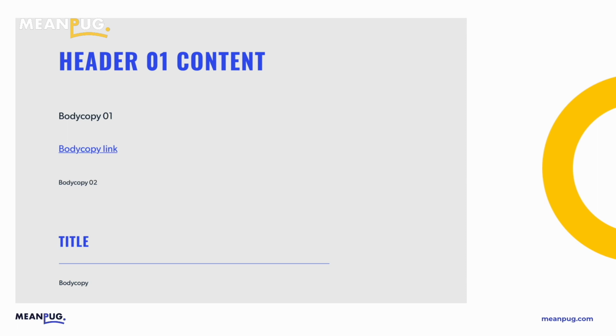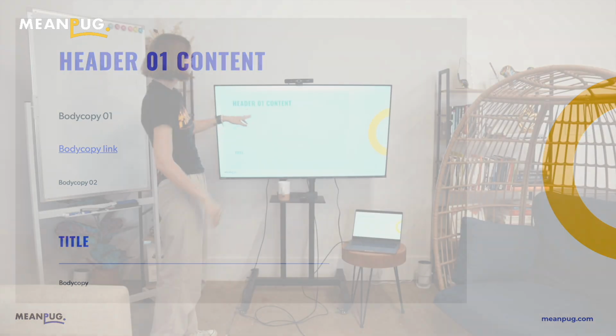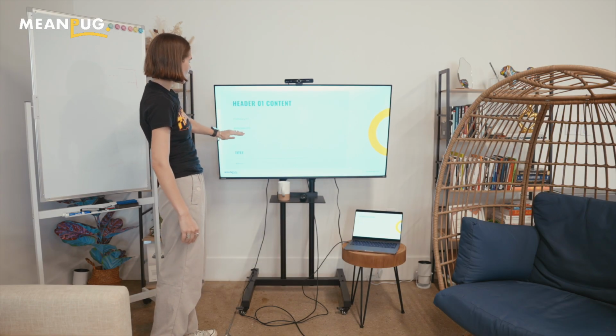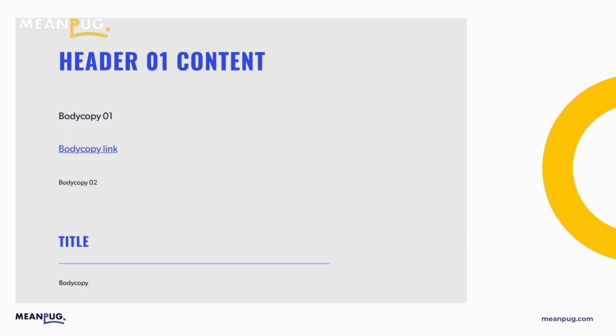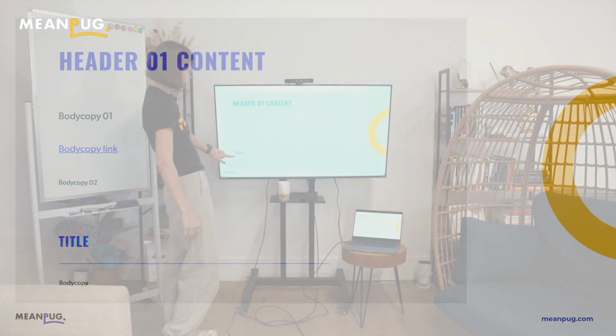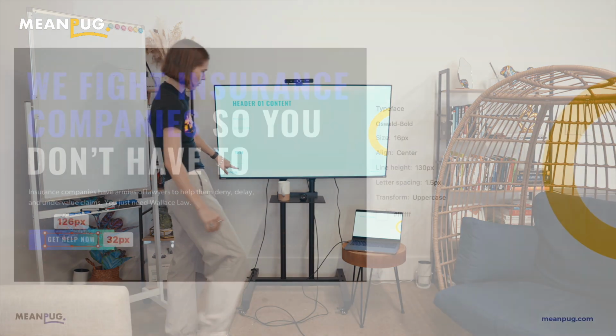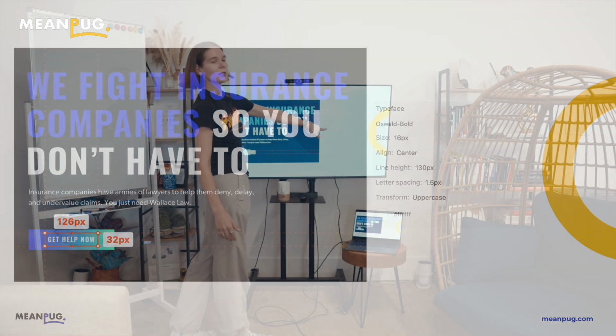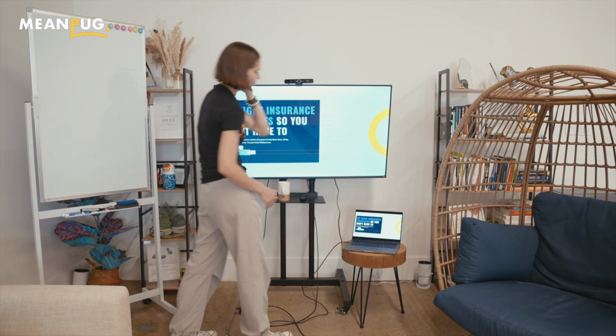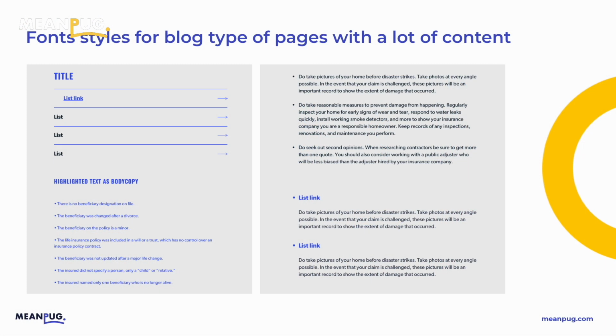This is more relevant for blog type of pages when we have a header type, body copy with link, body copy second title, body copy for example, if you have title with a line, how body copy looks like. Here I also show spacing between the different blocks. And same thing with CTAs, right? So with CTA you can see the size. It's supposed to remain the same throughout the website and have the same styling. And this is also kind of the font styles for blog type of pages that I'm creating.